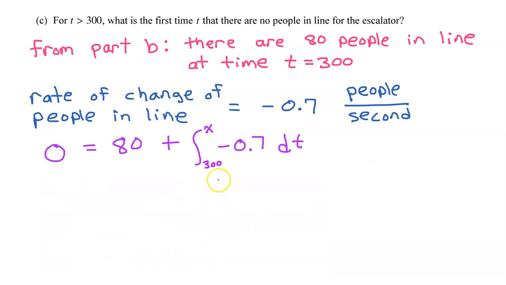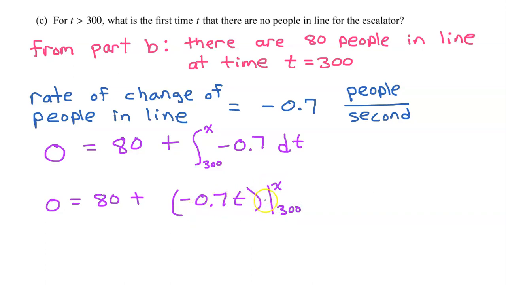If you don't like graphing, perhaps you're uncomfortable adjusting the window and all that, you can solve this problem without graphing. We can simply treat this integral like a definite integral. So we would have 0 equals 80 plus, and to evaluate a definite integral, you find the antiderivative, which in this case would be negative 0.7t, and then you evaluate that antiderivative using the limits of integration. So we will evaluate from 300 to x.